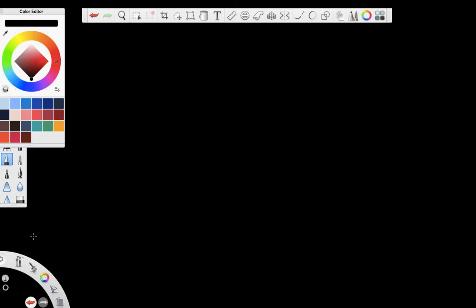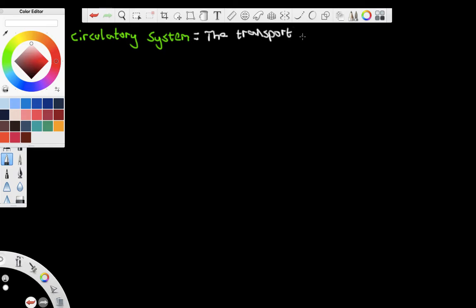So, our next keyword, circulatory system. A circulatory system in biology can be defined quite simply as the transport system within an animal.